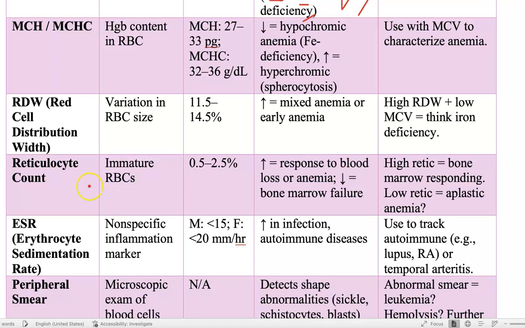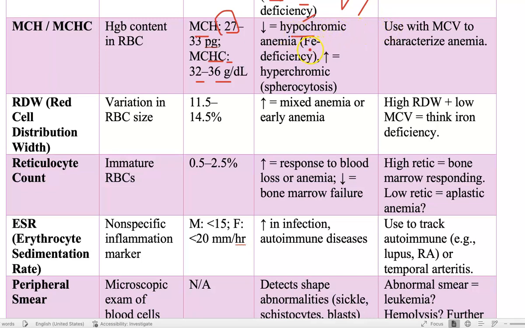What about MCH or MCHC? Hemoglobin content in RBC. MCH 27 to 33 pg, MCHC 32 to 36 gram per dL, and then decrease in somebody with what?